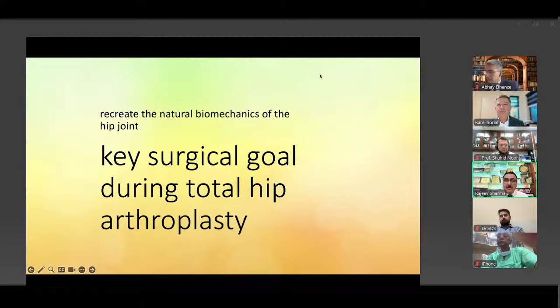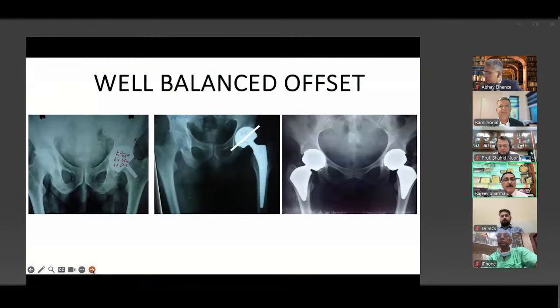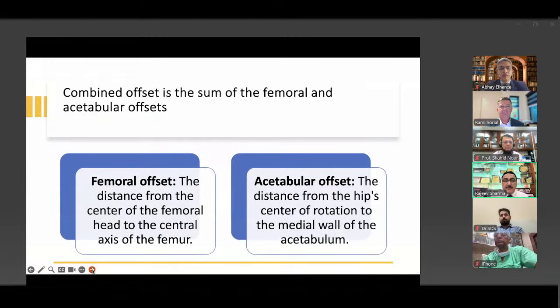The key surgical goal during any total hip arthroplasty is to recreate the natural biomechanics. To do that, the well-balanced offset is very, very important. And here I'll be talking about how to do the good balancing of the offset, something which we were not doing as much in the past.